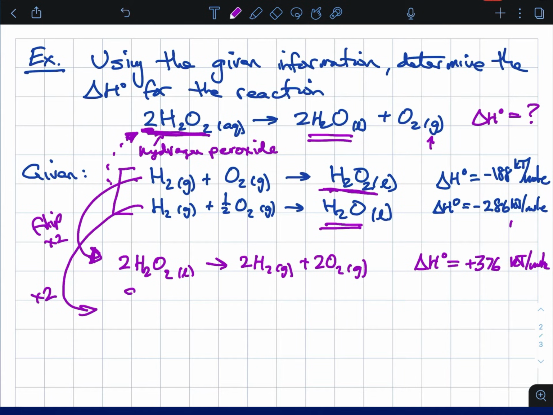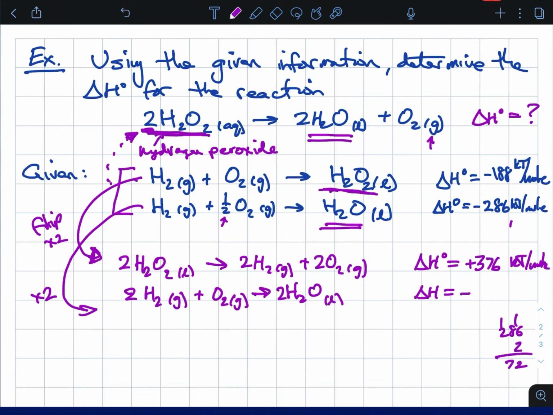That's going to give us 2 hydrogens, 1 oxygen, a whole oxygen, right? Because 2 times a half is going to give us 1. And that's going to yield 2 H2Os. And so we've doubled, but not flipped, this reaction. So 286 times 2. Boy, it would help if I had my calculator. 572. Okay.